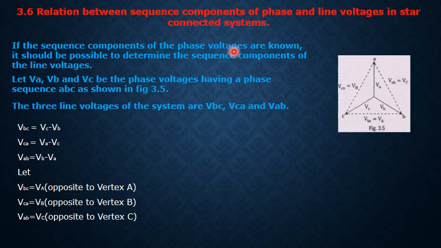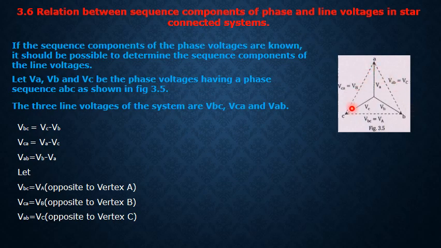Hope it is clear. Okay, so for that let us consider a star connected system having phase voltages Va, Vb and Vc. Now what is the line voltage from the definition? A line voltage is nothing but the voltage between any two phases. The voltage between phase A and phase C represents one line voltage, the voltage between phase C and phase B represents another line voltage, and phase A and phase B represent another line voltage.